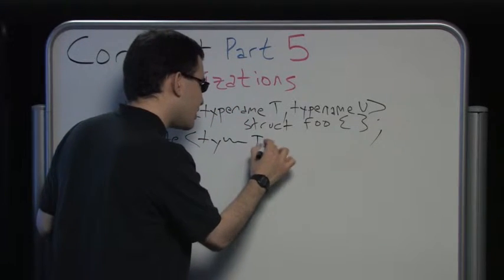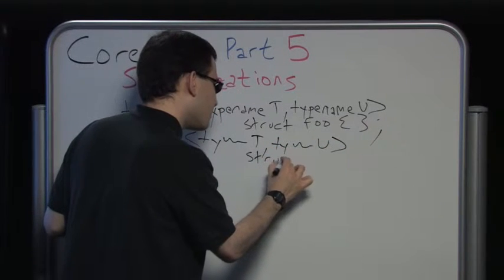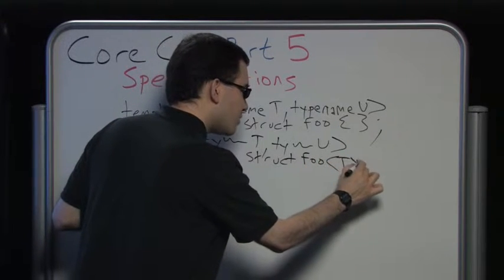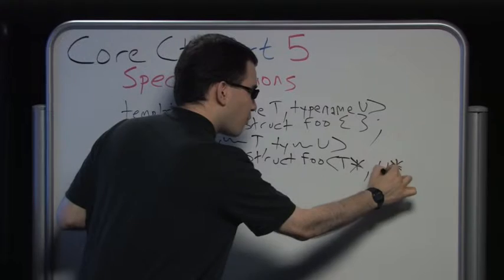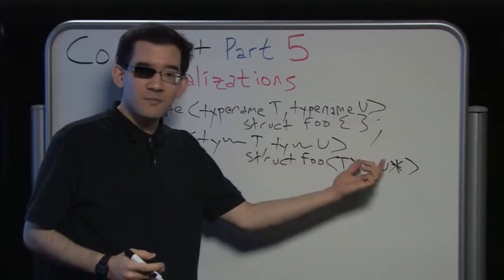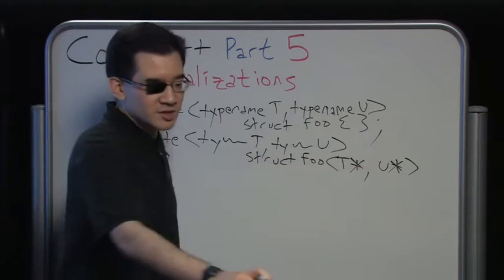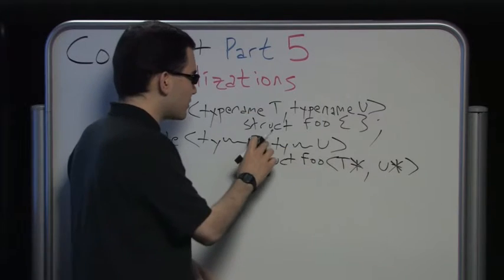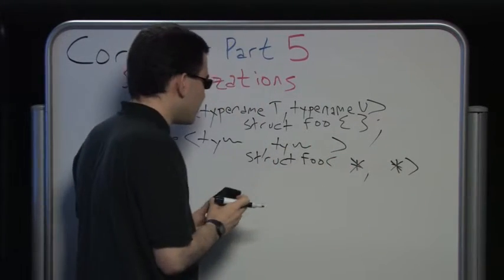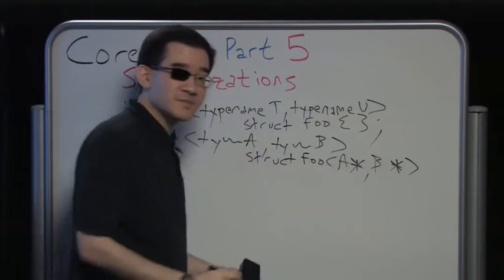So I could continue to use T and U, and I could say, okay, template on typename T, and typename U, and this is a struct Foo for T pointer and U pointer. And now this is a partial specialization for when I have pointers on both sides. The fact that I had said T and U here is not important. It doesn't relate to the primary template. So instead, I could have said A and B. This is exactly the same as far as C++ is concerned.